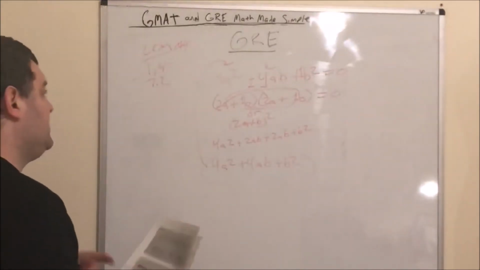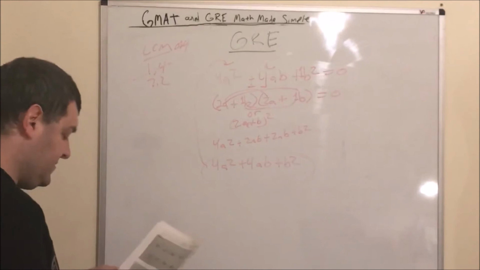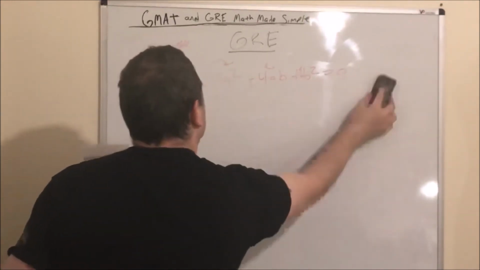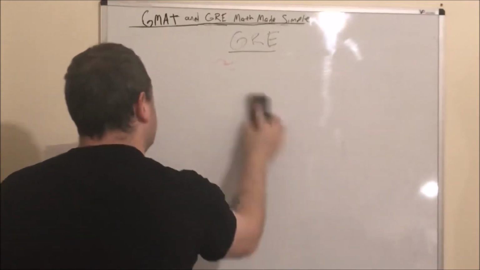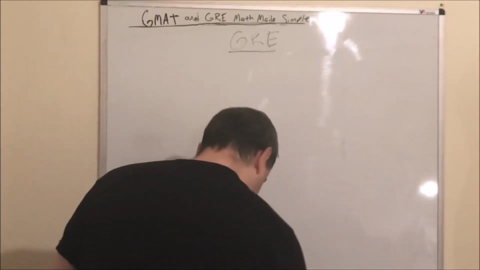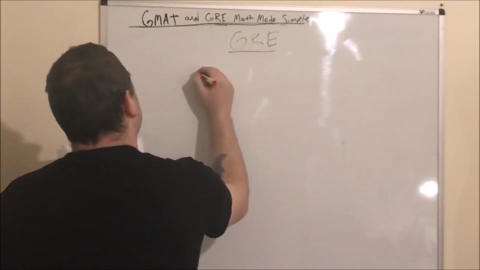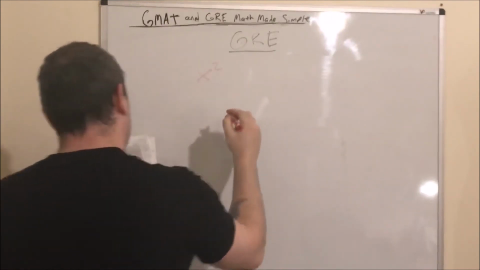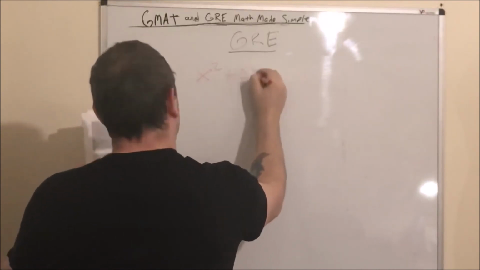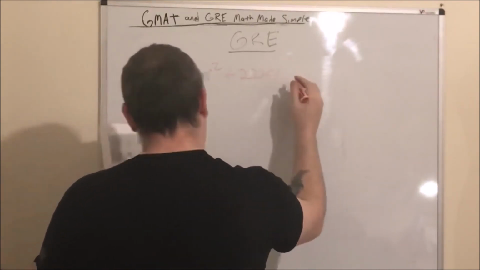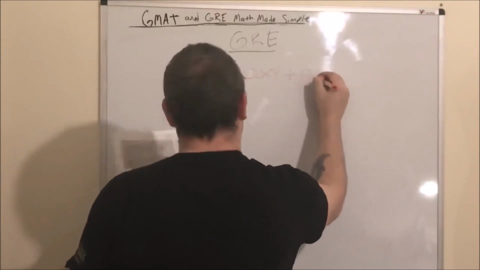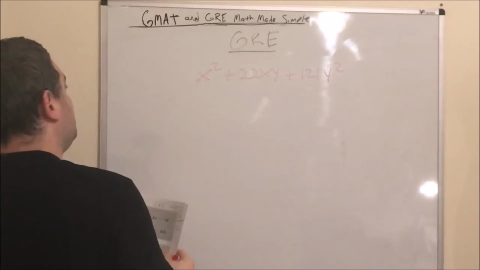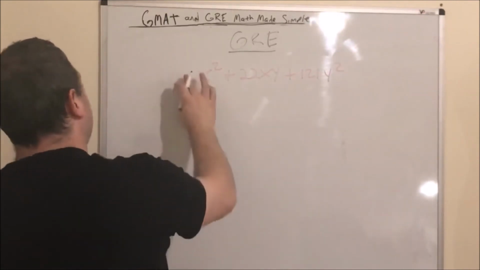Okay, so that's for that question. Let's go on to number 21, which is x squared plus 22xy plus 121y squared. Okay, so this one is a little bit more simple because we don't have a number in the front here.